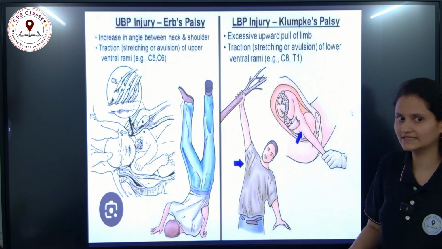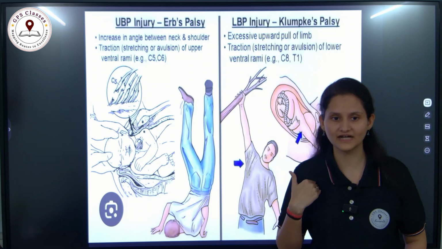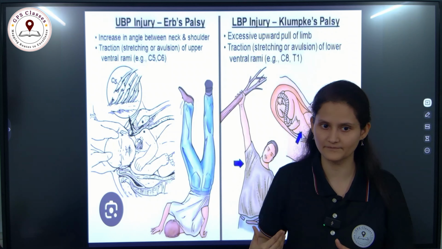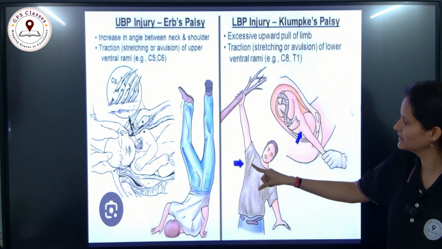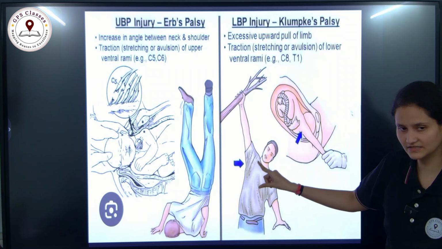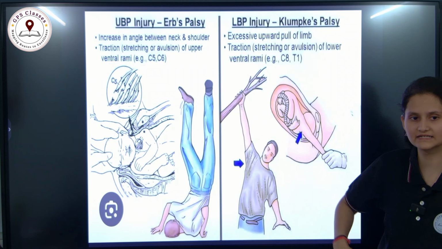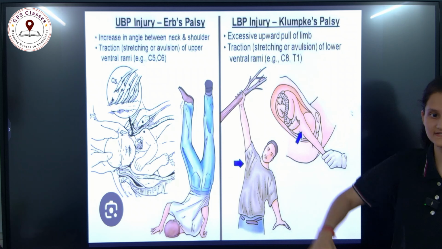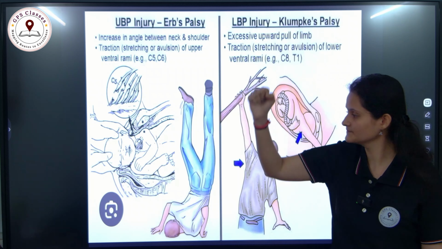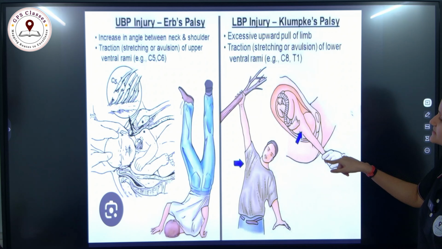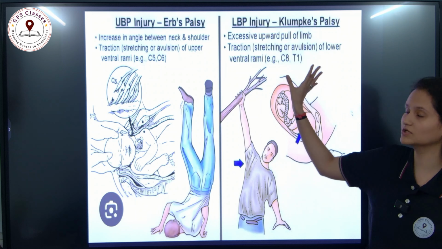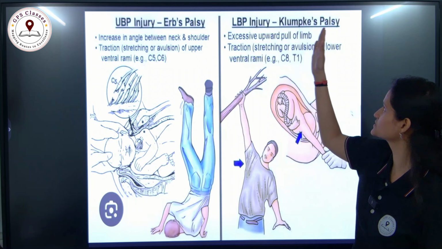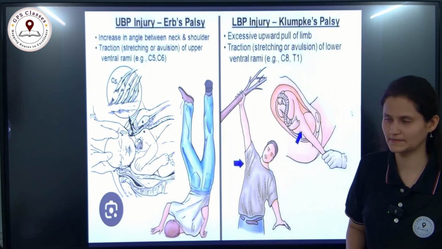As we know, the lower trunk is present infraclavicular, that is, in the axilla. So whenever the distance between the shoulder, the arm and the trunk is excessively increased and stretched, as if someone is holding on to something, or in a birth injury, right? In these two conditions, there will be injury to the lower trunk, which will give rise to Klumpke's paralysis. Okay.